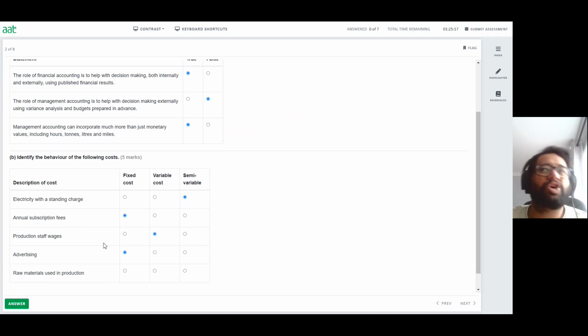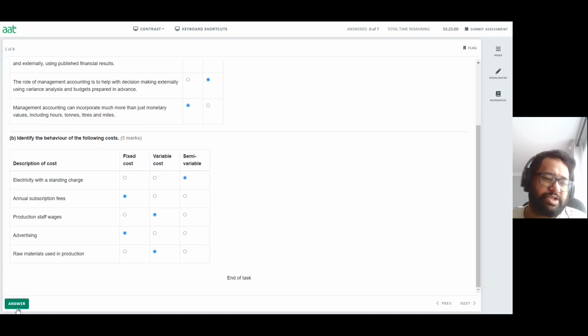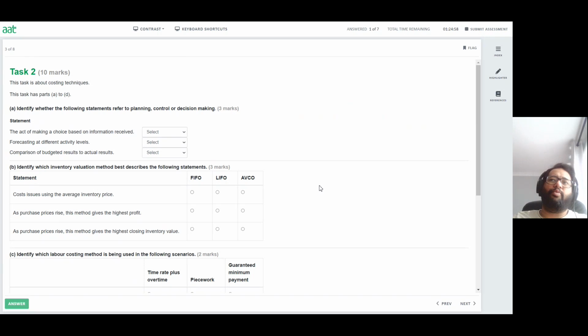Advertising is going to be a fixed cost, because you're going to be paying a fixed amount for that, regardless of whether you sell or produce any items or not. Raw materials used in production is also going to be a variable cost. Why? The more you produce, the more cost is going to be incurred. So it is a classic example of a variable cost. Let's answer it and move on.